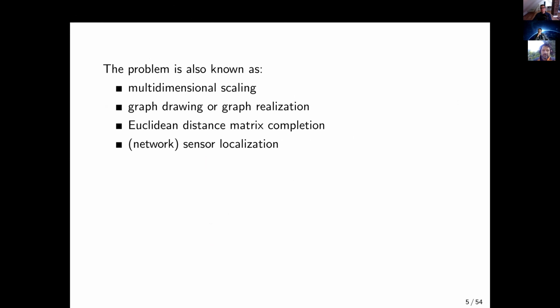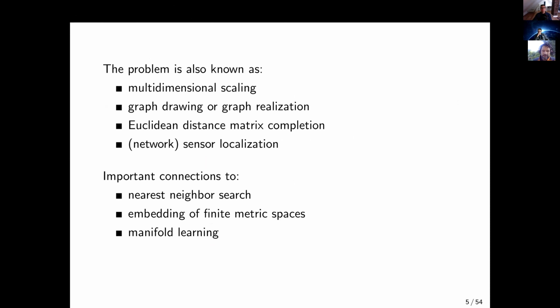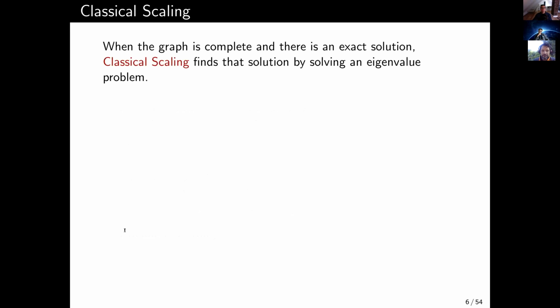So like I said, the problem has multiple names. And there are important connections to nearest neighbor search and embedding of parametric space, although in that area people typically use more sophisticated tools from mathematics. And also there's a tight connection with manifold learning, which I'll come back to a bit later.